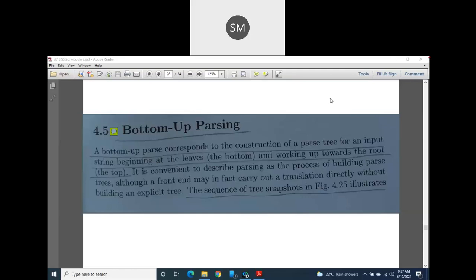Very good morning, guys. Once again, yesterday in a previous class, we were discussing top-down parsing. Okay, so how to construct the parse tree or syntax tree from top to bottom, we have studied. Now today we are going to study bottom-up parsing. Yesterday I briefly gave an introduction to this.